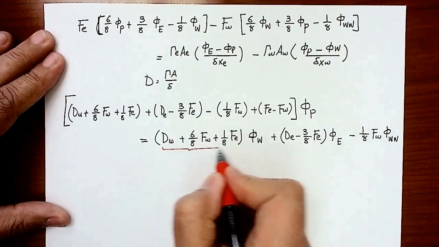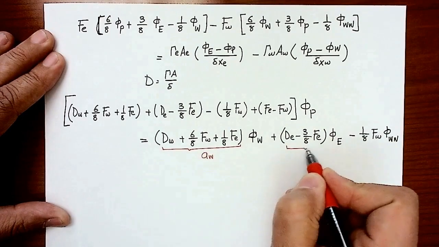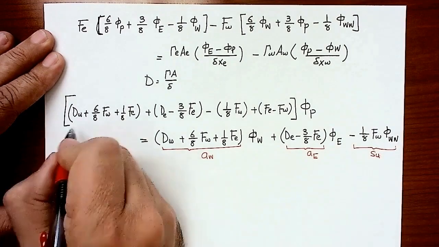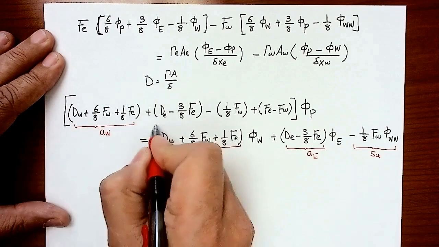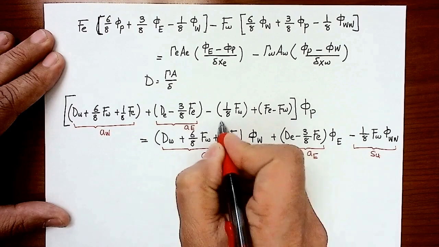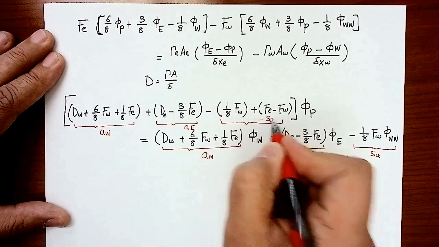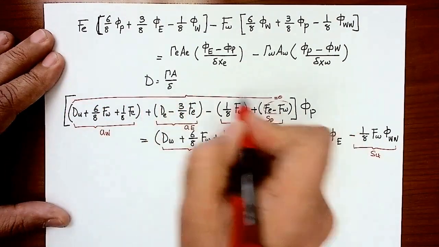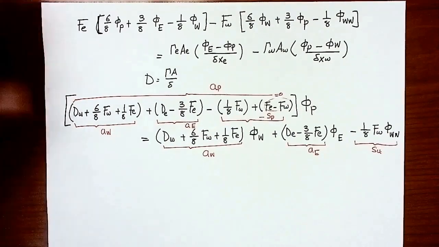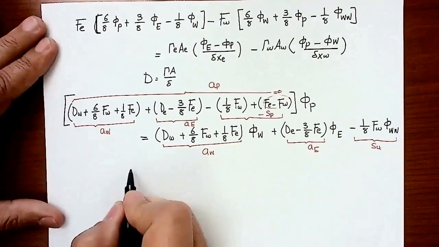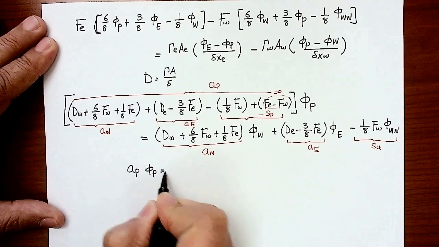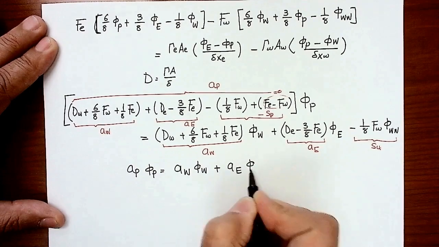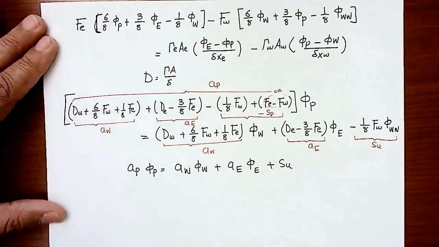So now I can look at the coefficients here. This is simply A west. This is simply A east. This is simply SU. This is again A west, this is A east, and the combination of these two terms here is minus SP. We know this is going to end up being 0 for the continuity equation, but that total term here is my AP. So the final form of the equation coming from the QUICK scheme is simply AP phi P equals A west phi west plus A east phi east plus SU, which is the standard format of the equation.